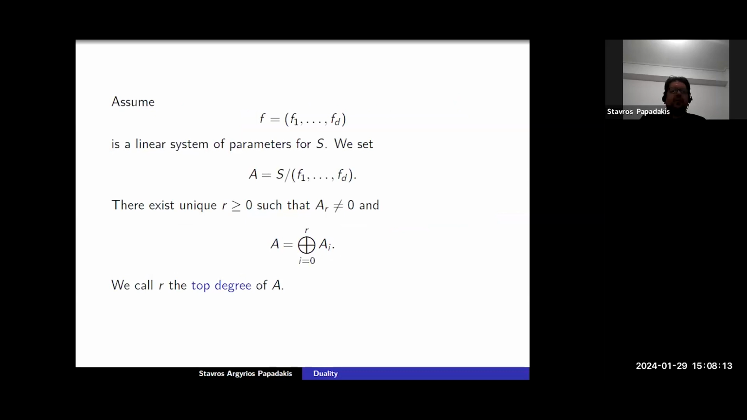An important object is A. So now we assume we have a linear system of parameters for S. And then we set A to be the quotient of S by the ideal generated by the f_i. This way, A is a standard graded, finite dimensional K vector space. So there exists a unique r such that A_r is non-zero and every other graded part greater than r is zero. This is called the top degree of A. And A is just the direct sum of the graded parts A_i with indices from zero to r.